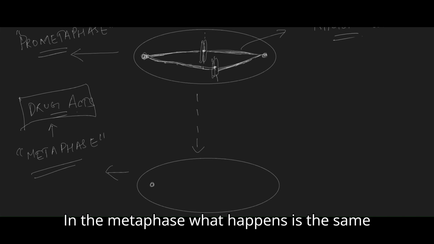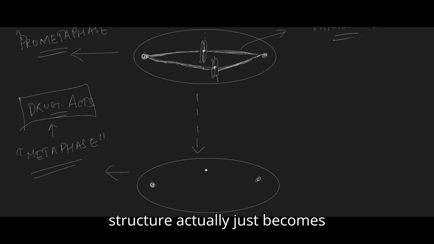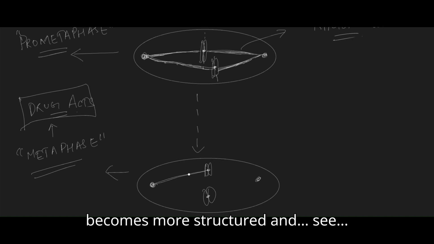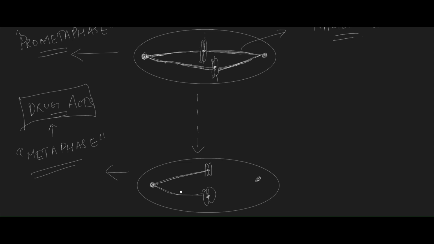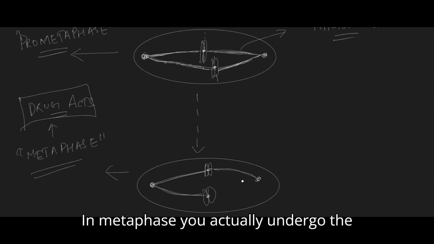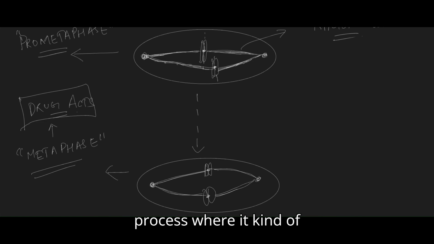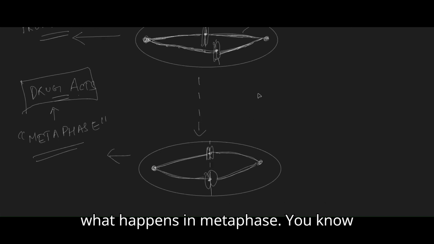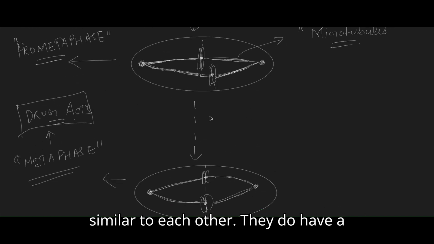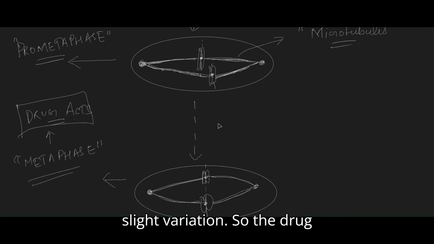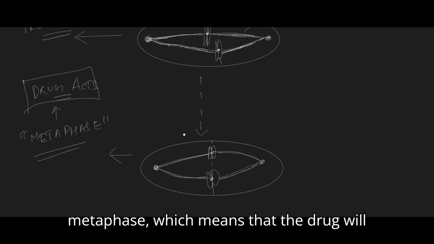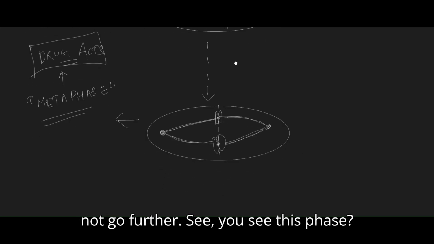Now in the metaphase, what happens is the same structure actually, it just becomes more structured. In metaphase you actually undergo the process where it separates the genetic material. This is what happens in metaphase. Prometaphase and metaphase are kind of similar to each other, with slight variation. So the drug mainly causes its effect in the metaphase, which means that the drug will not go further.